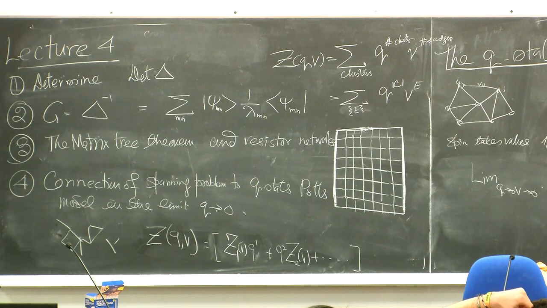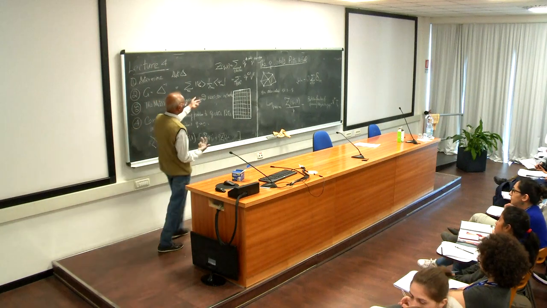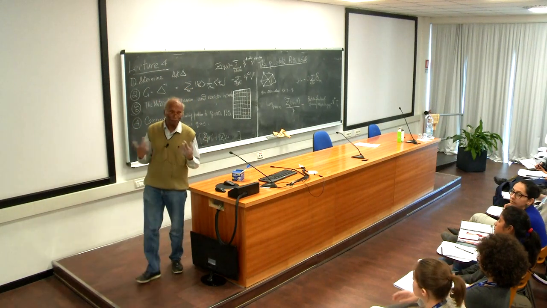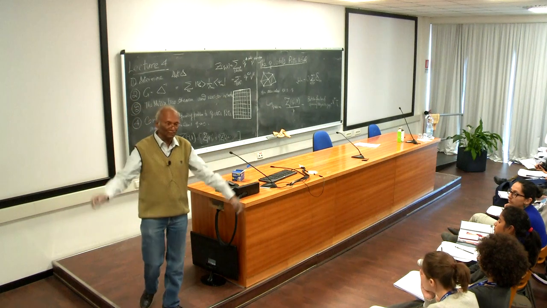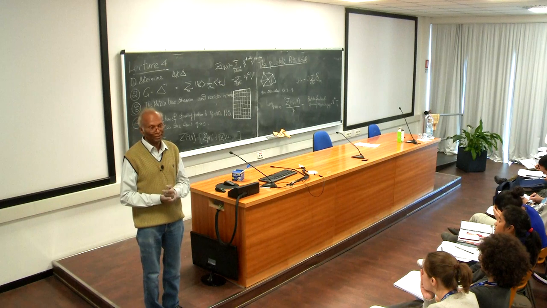Yeah, so the weight is Q to the power... Why? That's my definition. It's the number of clusters. The number of clusters is n then. If there are no edges present, then each site is a different cluster. The number of clusters is n, and the weight is Q to the power n.